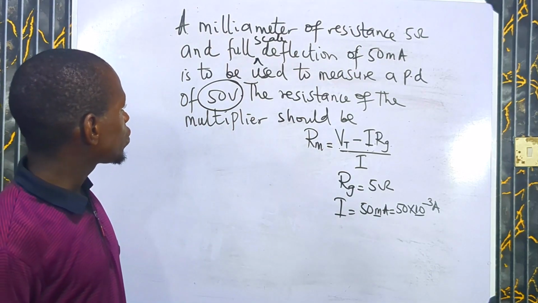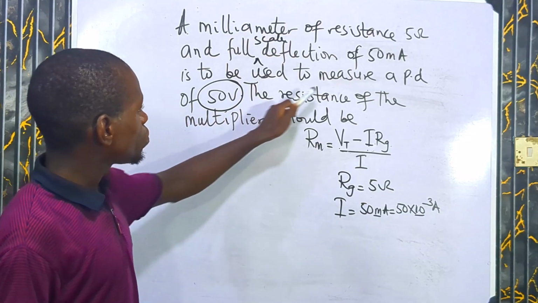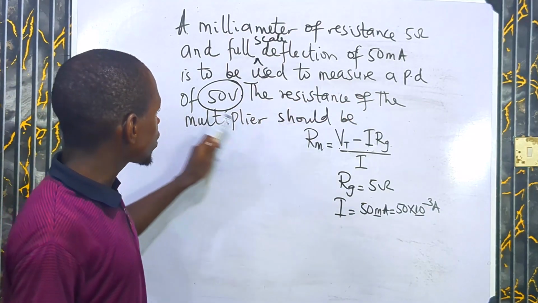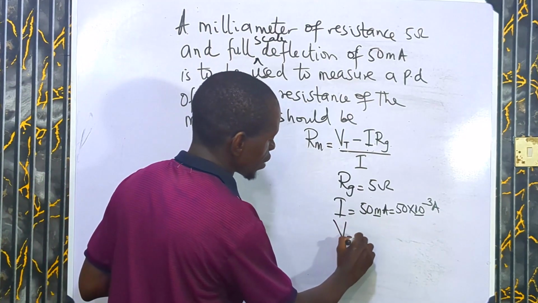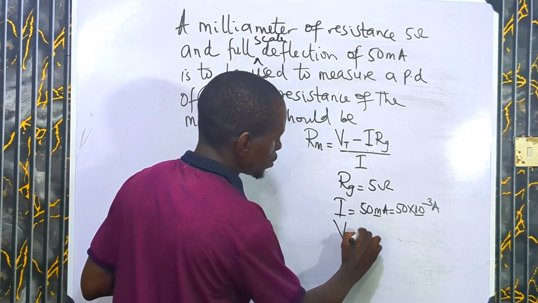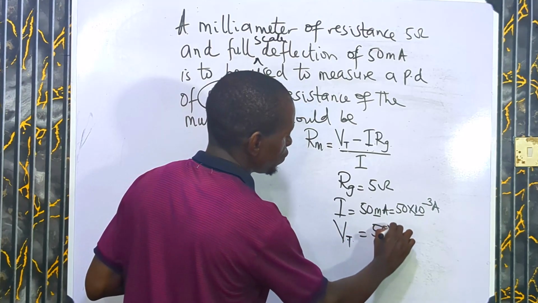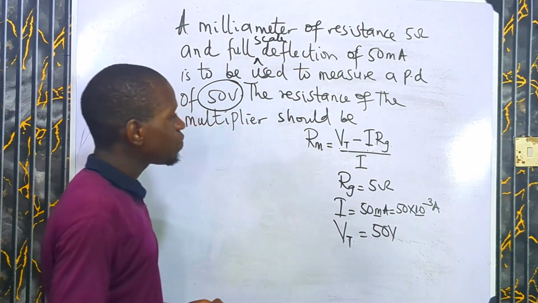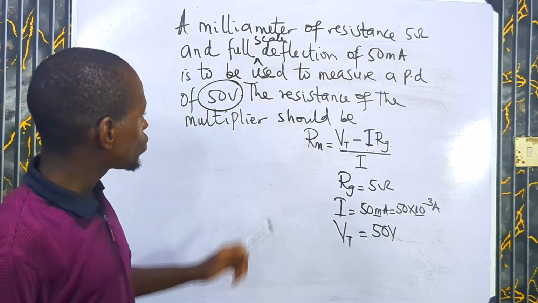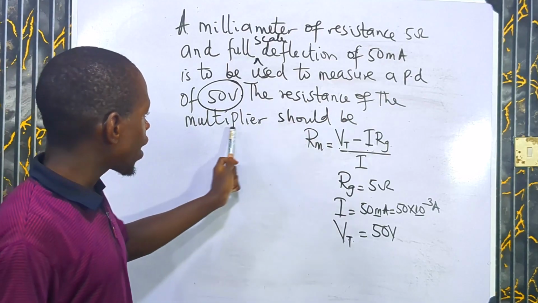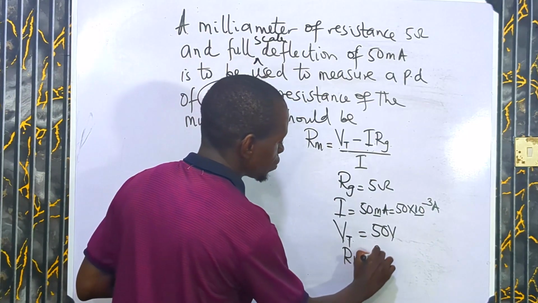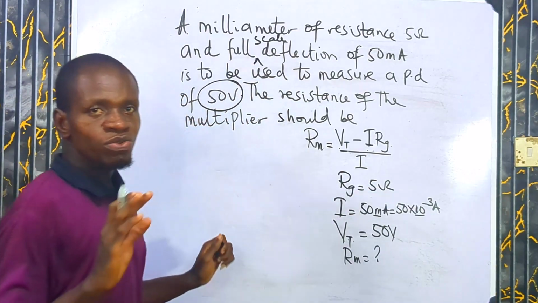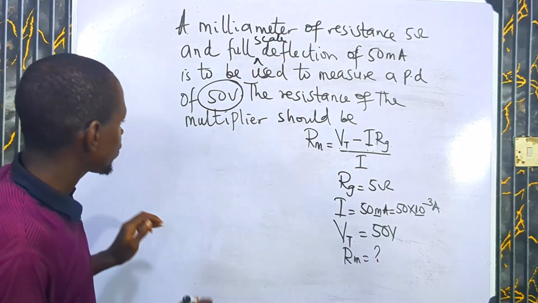Now what next do I have here? It is to be used to measure a potential difference of 50 volts. So my total voltage is how many now? 50 volts. That's my total voltage. And I'm asked to get the resistance of my multiplier, which is my Rm, which is unknown. So what will I do? I'll fix my parameters here now.